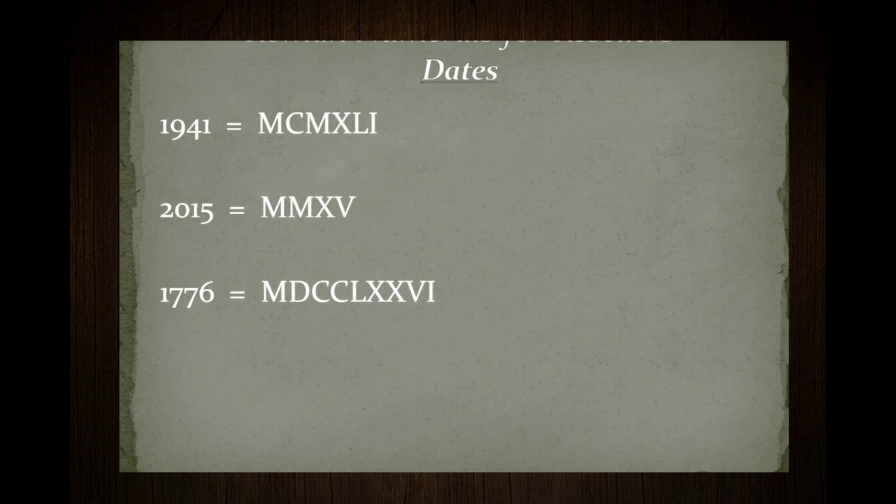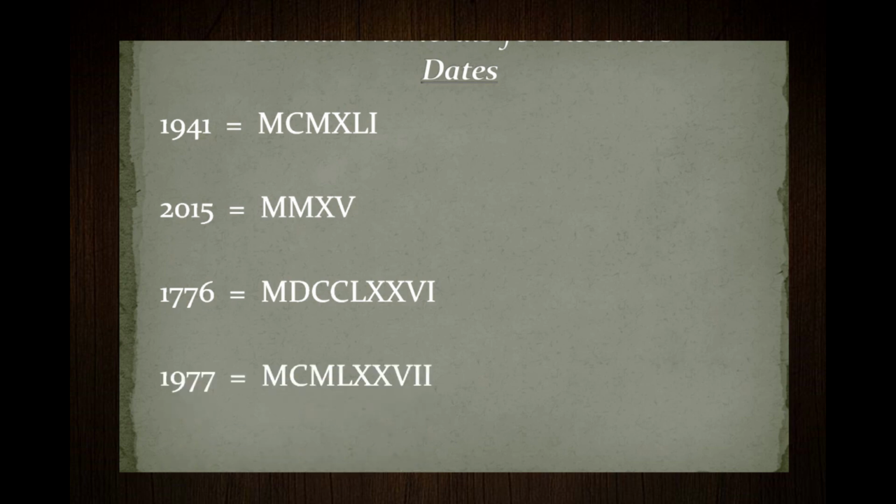1776, another key, interesting date. M for 1,000 is the first digit in the number. Now we've got 700. To get 700, we have to add 500 and then 2 100s. So DCC. Now we've got 70 again, which we've seen, which is 50, L, plus XX. And then we need to add 6 to it, which is VI. That's 1776 in Roman numerals.